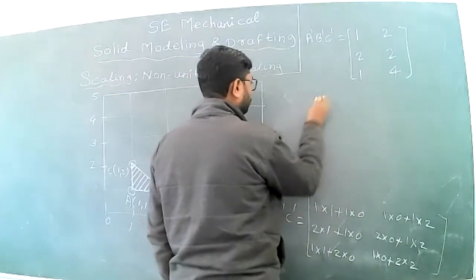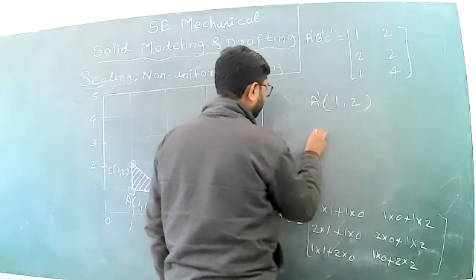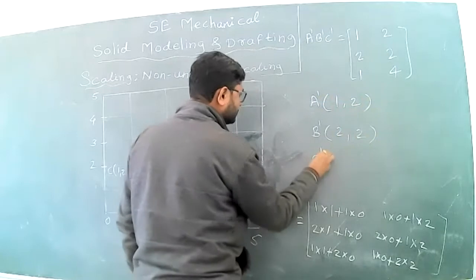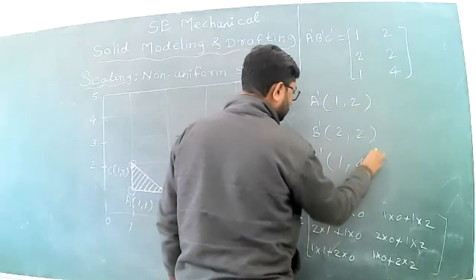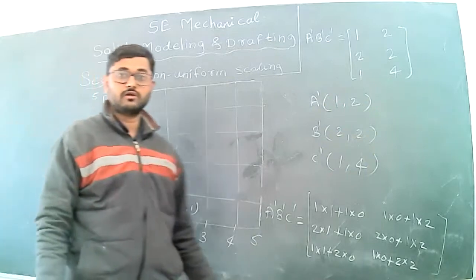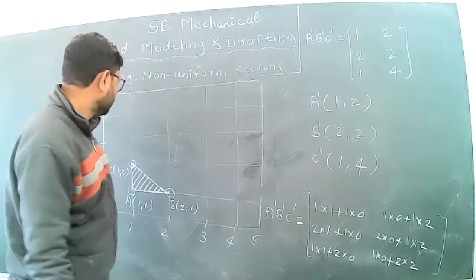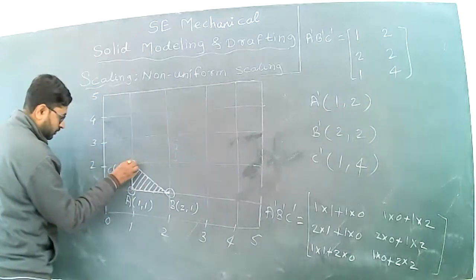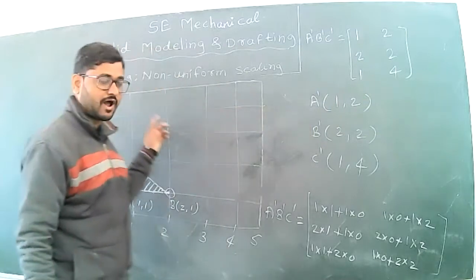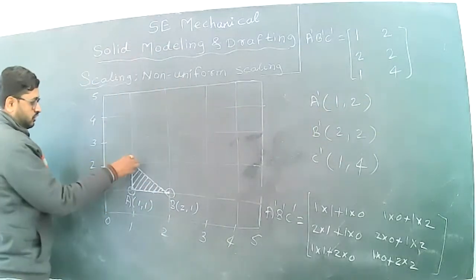Here the new coordinates of the triangle are A dash is 1 2, B dash is 2 2 and C dash is 1 4. These are the new coordinates or vertices of triangle ABC. So now let us transfer these points to the graph and draw the new triangle.